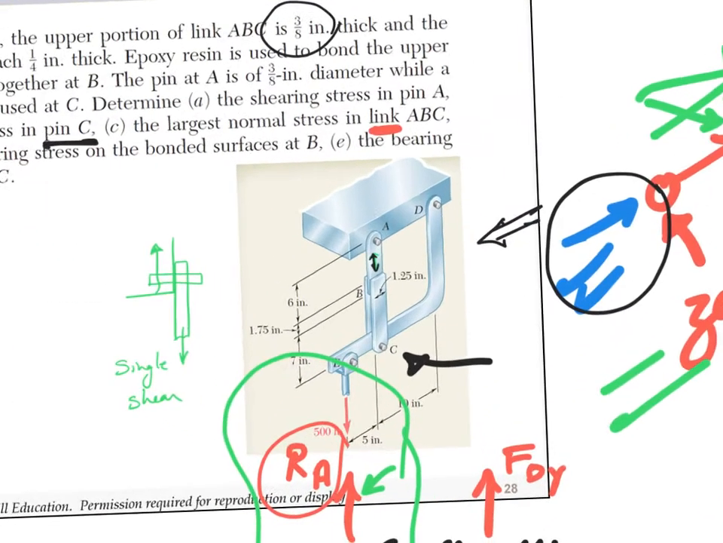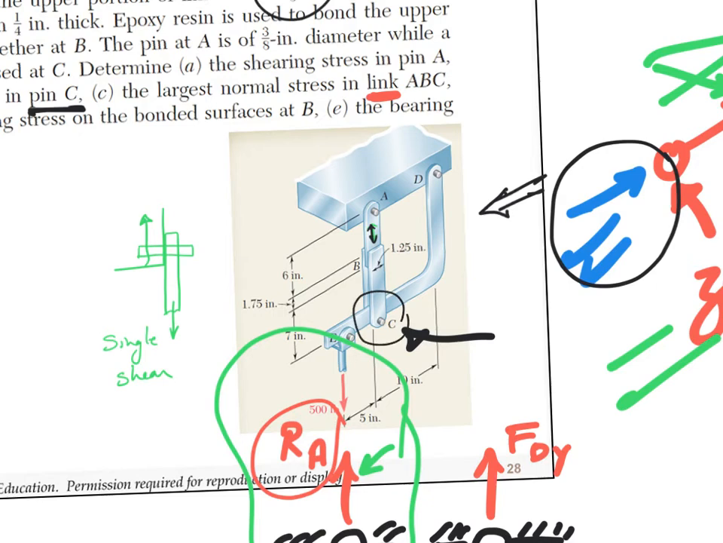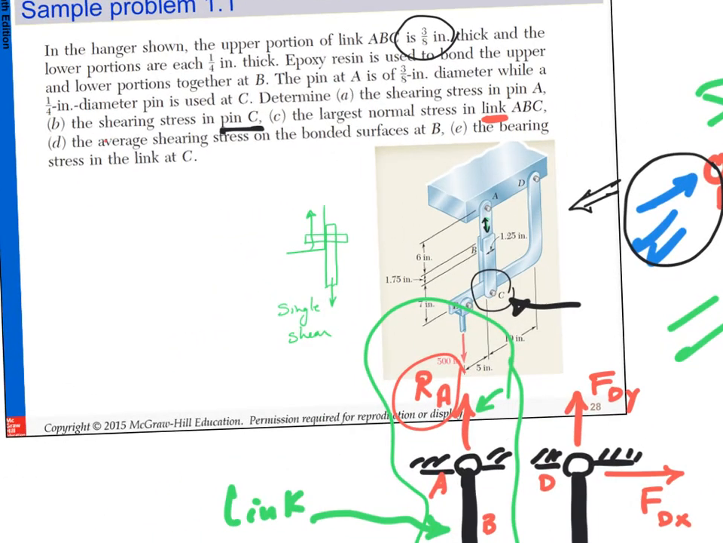Where's pin C? Down here. Single shear or double shear? Double shear. Now, confused. How do I know? Again, draw the pin. Here's the link coming from the top, right? This is pulling, this is pulling. And now I see here, this guy is going to D, and there's a pin here. So how many planes of shear is it pulling on? 2. 1 over here, and 1 over here. So it is a double shear.